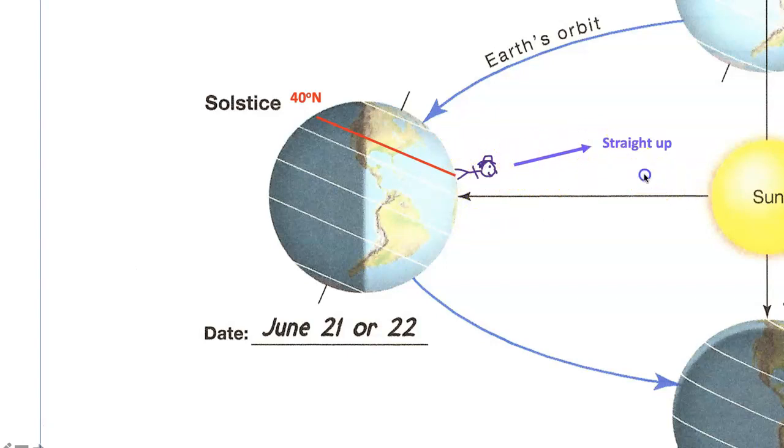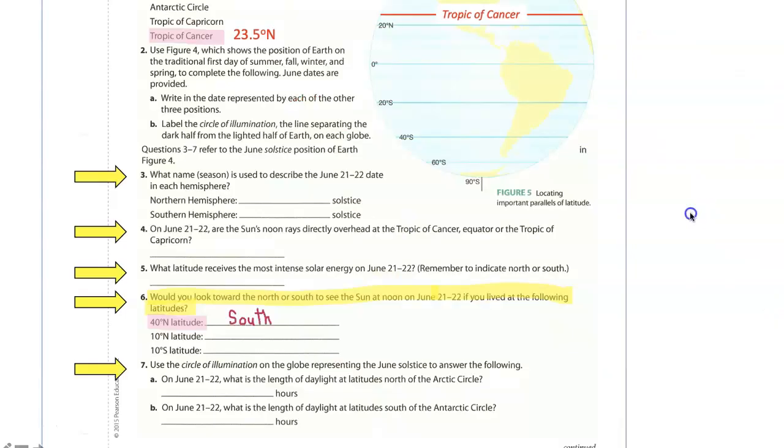To look at the sun, they have to look a little bit to the south from their position, because the sun is not directly over 40 north, it's directly over 23.5 degrees north. And so you would have to look south if you were at that latitude. And so you're going to go ahead and do the same with some other latitudes.